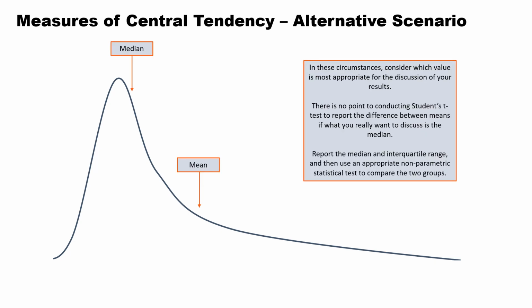In this situation where mean and median are well apart from each other, you need to consider which value is most appropriate for the discussion of your results. There's really no point in conducting students' t-test, which compares means, if you really want to discuss the median in talking about your results. Instead, you would report the median and the interquartile range, and then use an appropriate non-parametric statistical test to compare the two groups.